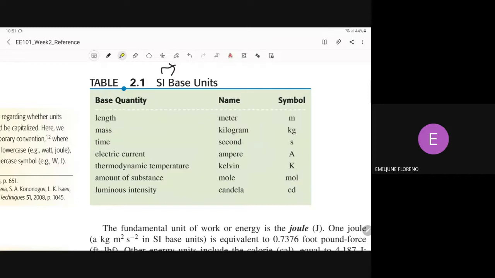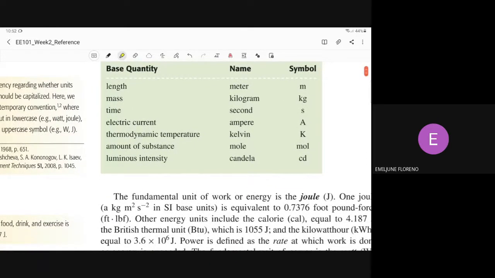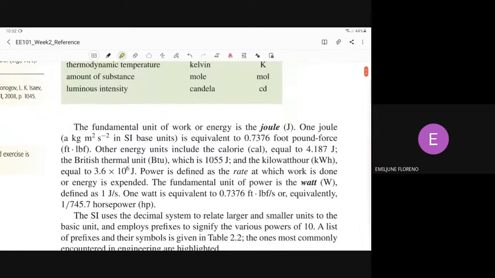So all of these things are not really new to you. Just make yourself familiar, familiarize all of these basic quantities so that you won't be confused in terms of using the quantities in practical application. So you have the length, meters, mass. You also have the kilogram, or the symbol for that would be kg. All of these things are very fundamental to you.